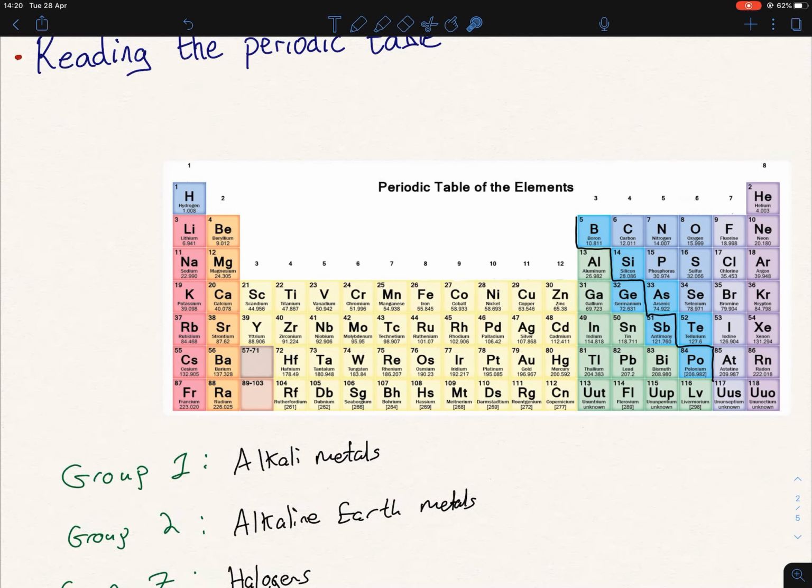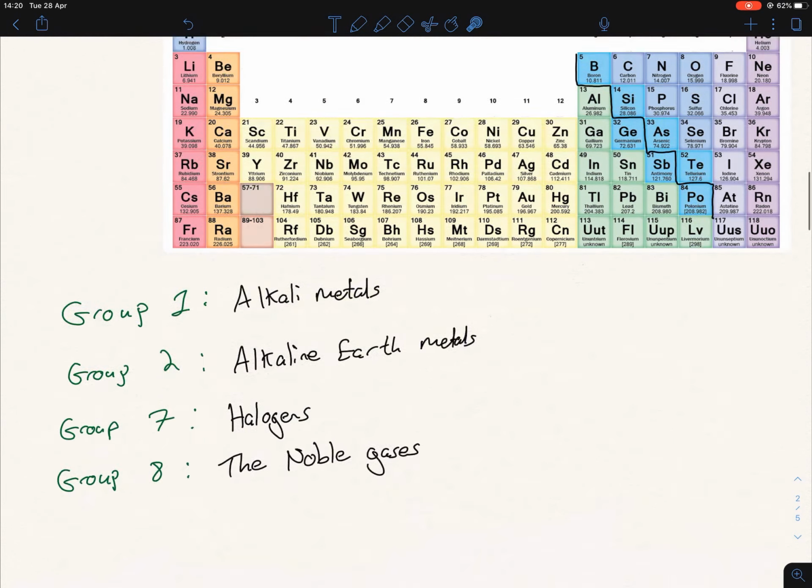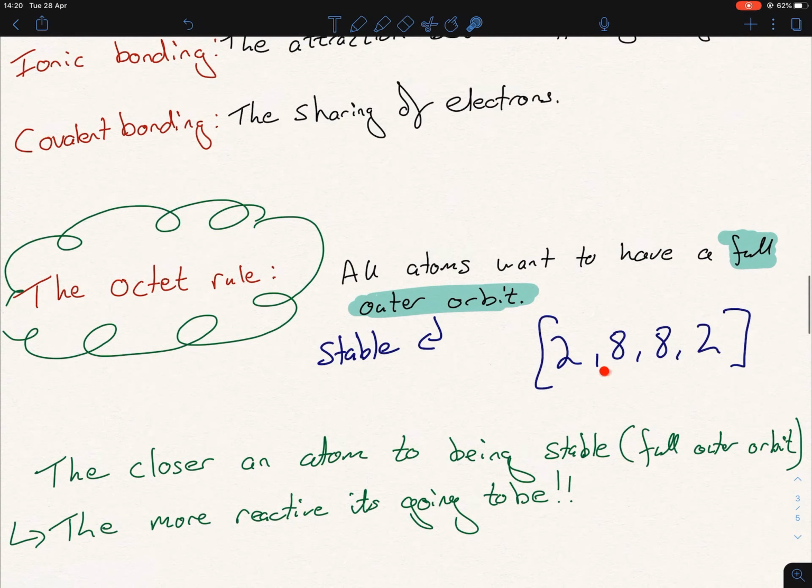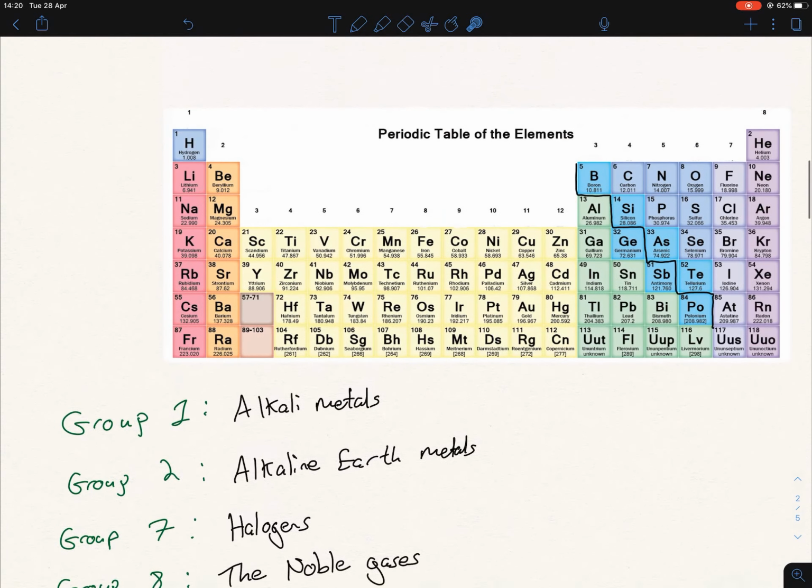So how many electrons does it have in its outer orbit? It should have 6 electrons. And if you ask yourself this, how many more electrons does it need to become stable? Well, it needs 2 more electrons. The reason being is 6 plus 2 gives you 8, 8 being a full outer orbit, okay, for oxygen. So it actually needs 2 electrons.